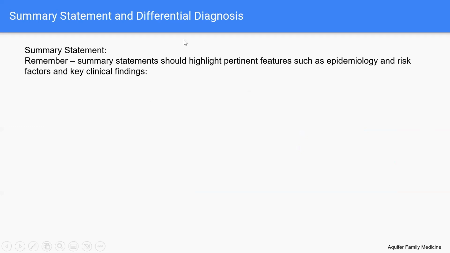And she had severe hot flashes, it said, which is why she was on the hormone replacement therapy. And it also said her mom had a history of osteoporosis. So maybe that could have helped with that as well. Does anyone want to give a summary statement for what we know so far about this patient? And remember, a summary statement should highlight the features like epidemiology and risk factors. So like her age, is she postmenopausal, and then key clinical findings as well. Does anybody want to give a go at that?